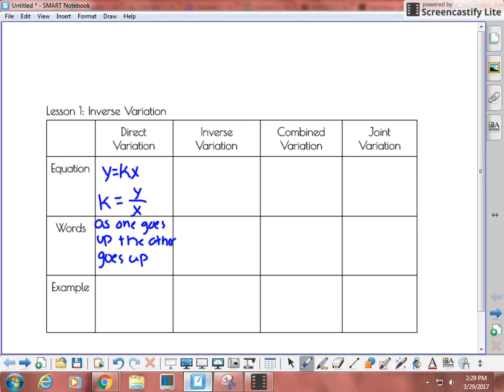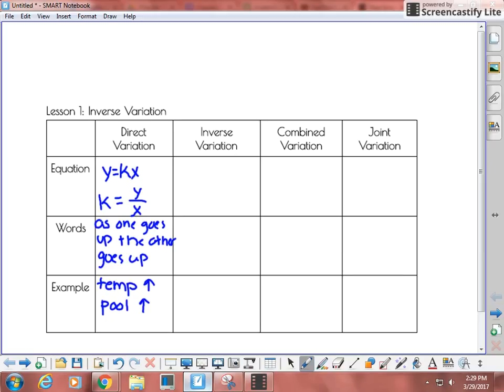And then if I were to put this in words and give you an example, I would say something like, as the temperature goes up, the number of people at a pool go up. So the temperature going up, the people at a pool also go up. So they are based on one another.